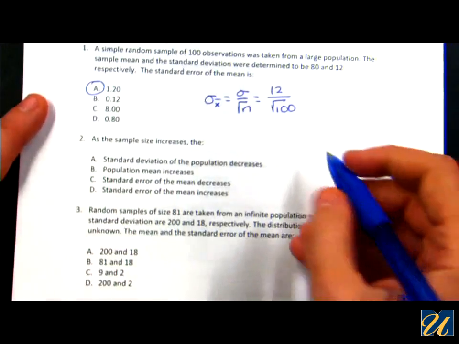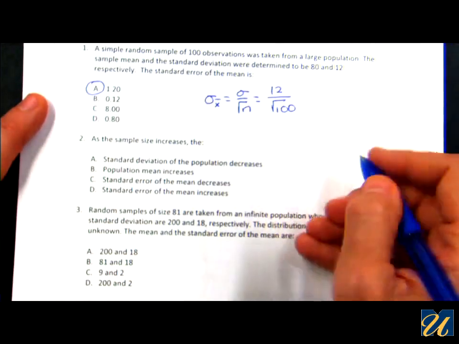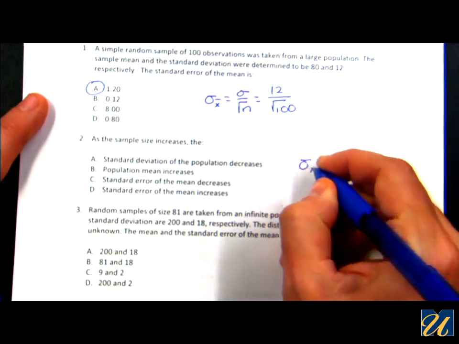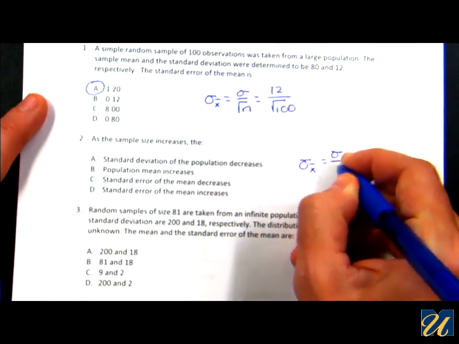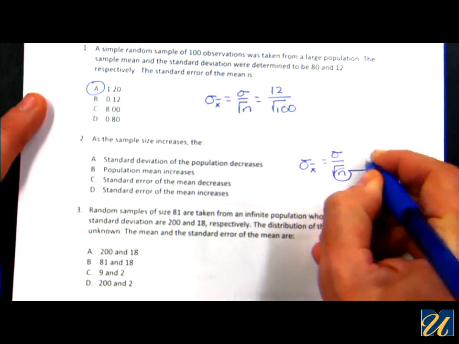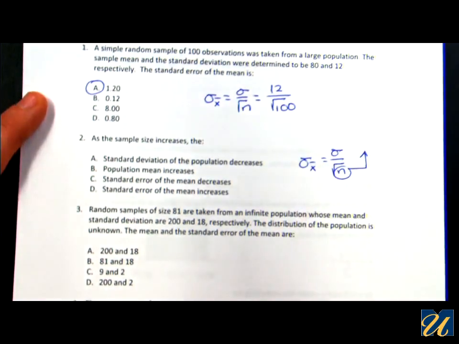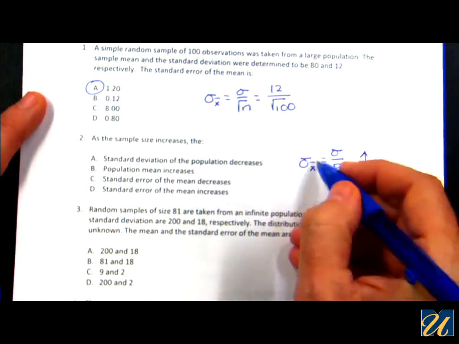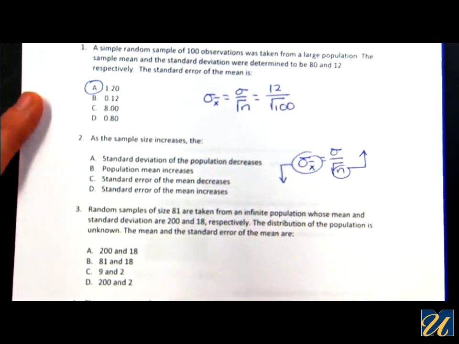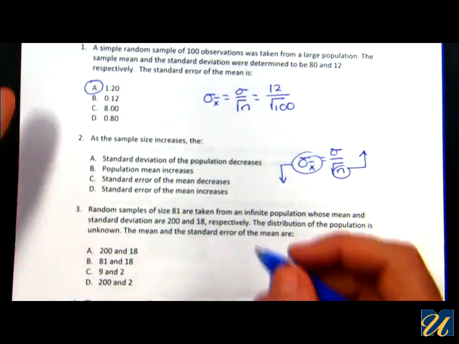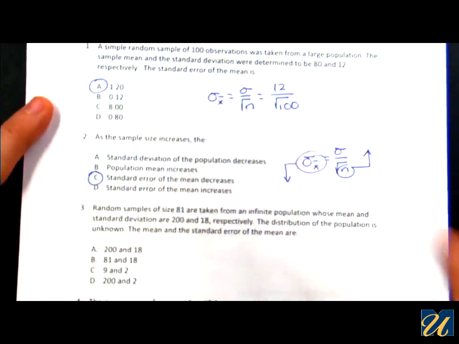As the sample size increases, what's going to happen? So if you look at your formula, sigma over square root of n, if we increase the sample size, that means we're dividing with a larger number. Therefore, the standard error of the mean will decrease. So therefore, the correct answer is C.